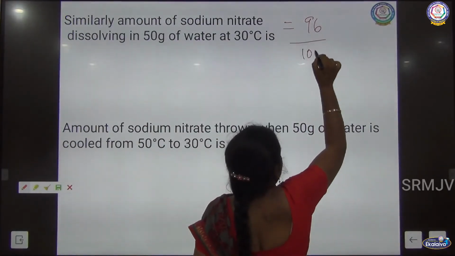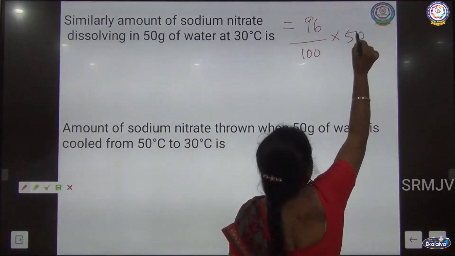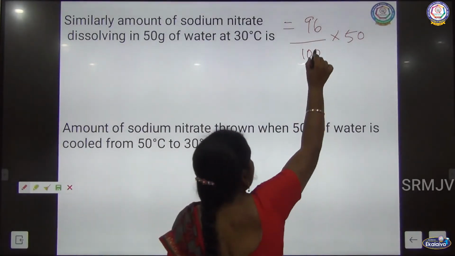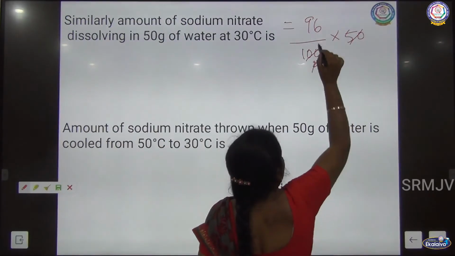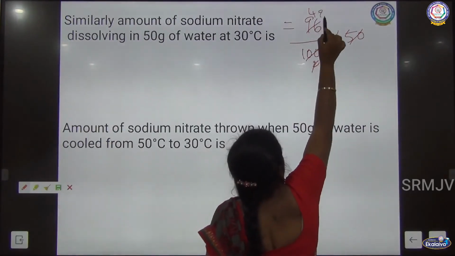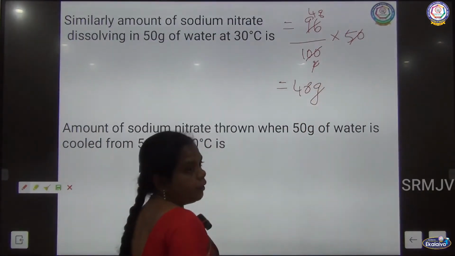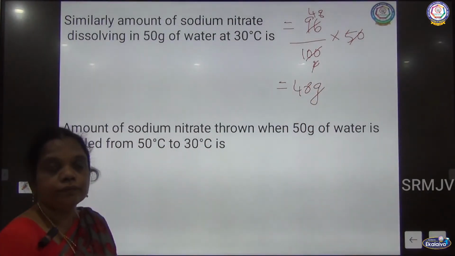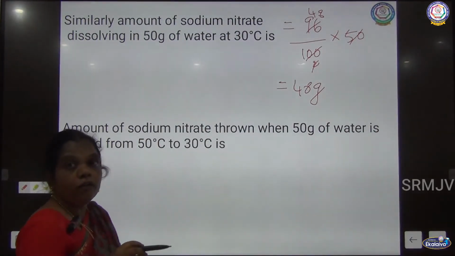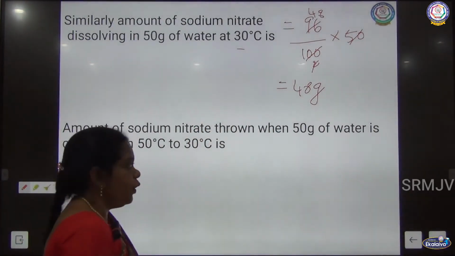96 gram at 100 gram of solvent. Now we are going to prepare for 50 gram of solvent, saturated solution. Now you strike out this 2 times and this one, 4 2s are 8, remainder 1, 8 2s are 16. So how many gram? 48 gram. For the preparation of sodium nitrate at 50 gram of solvent at 30 degree, we need what? 48 gram of solute.